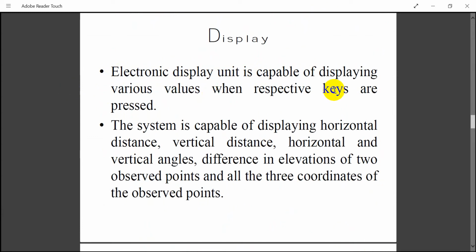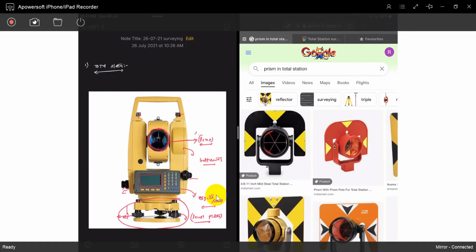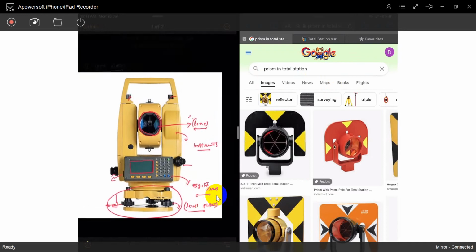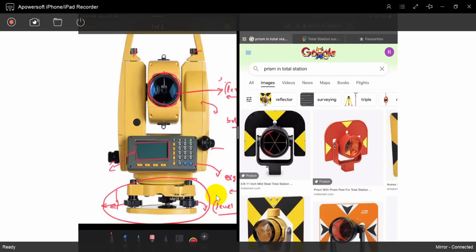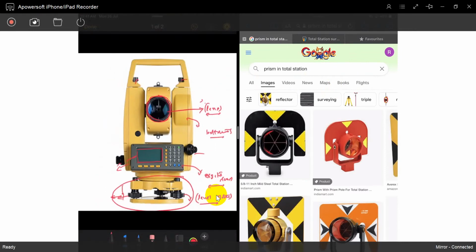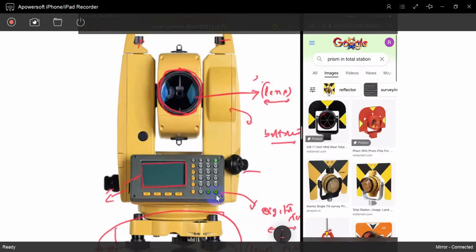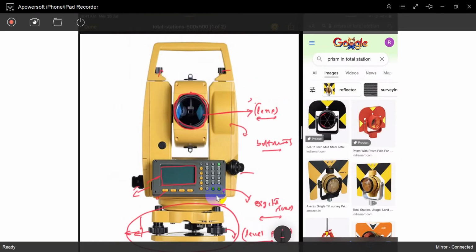Respective keys means F2, F3. If you want to show what F2 and F3 are, see, the respective keys means this. So if you see this, F1, F2, F3, F4, these are the keys. How do they function?